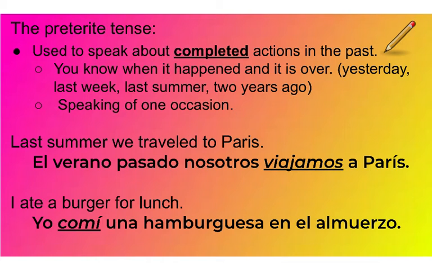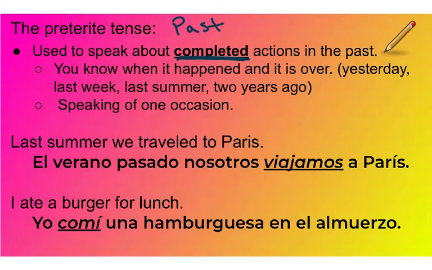The preterite tense. The preterite, we know, is a past tense. This is the first past tense that we will see. It is also the basic past. It is used to speak about actions in the past that are completed. Completed meaning they are over and done with. It means you know when it happened and it is over.